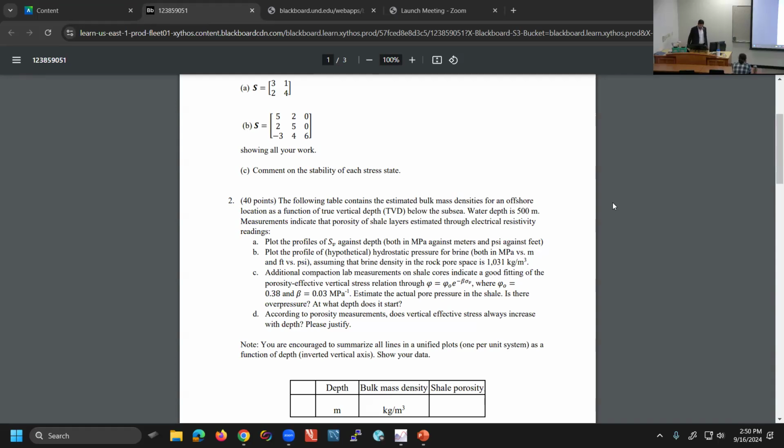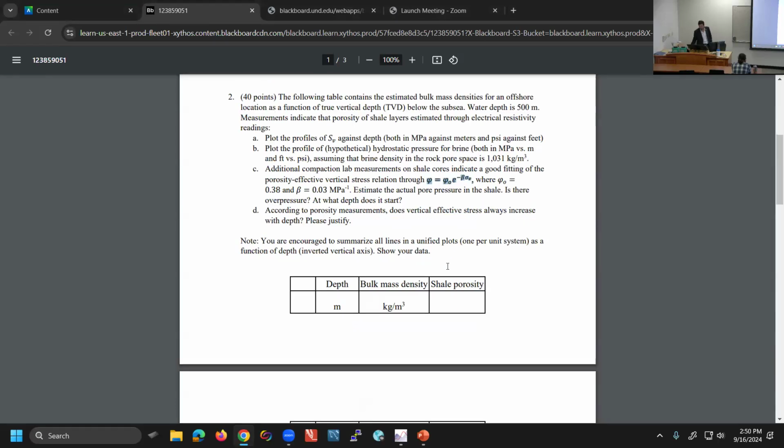According to porosity measurements, does the effective stress always increase with depth? Please justify. You didn't give the pore pressure in here. No, but I gave you an equation that has pore pressure. It's just not seen the way it is.